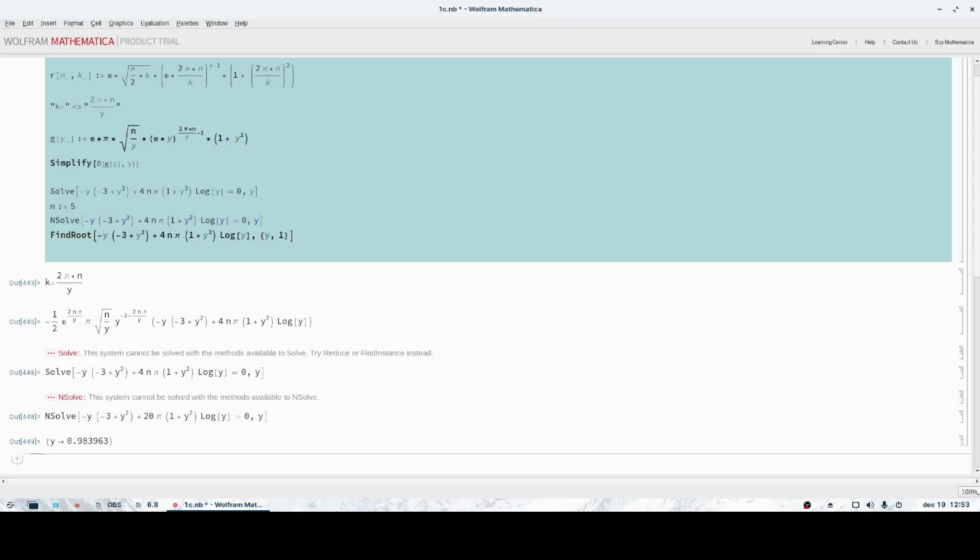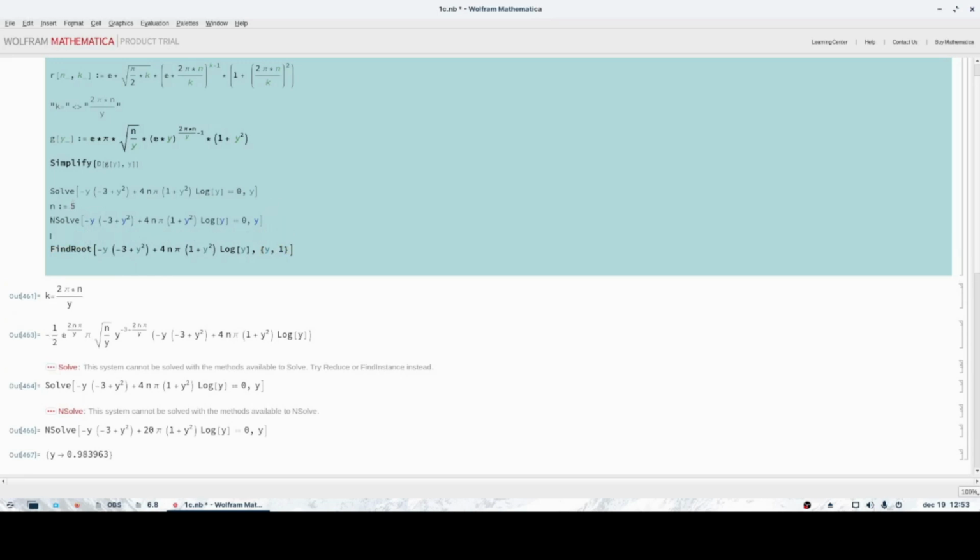Okay. Now FindRoot. If I'm trying the same with 0.98, it seems that the result is 1. The root of this equation is 1, it should be near 1.